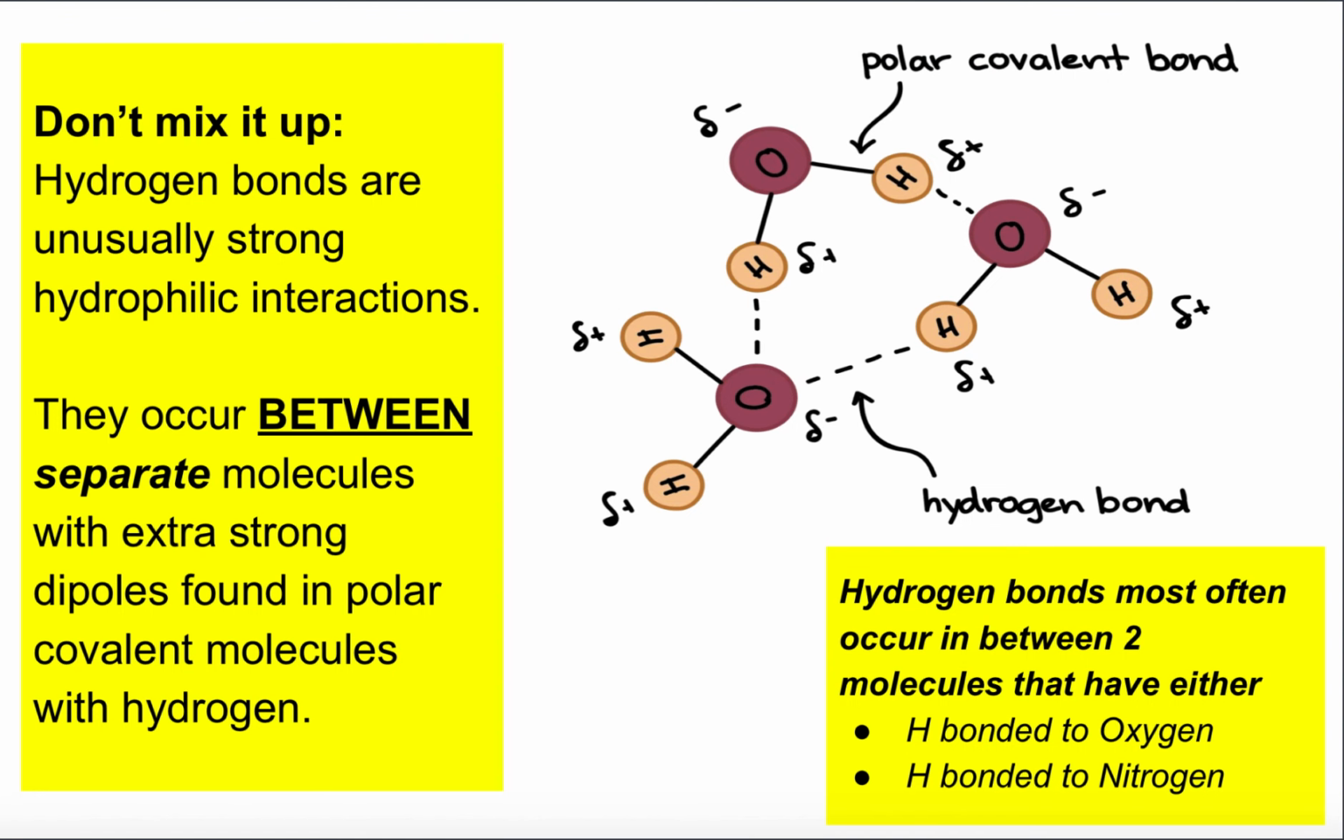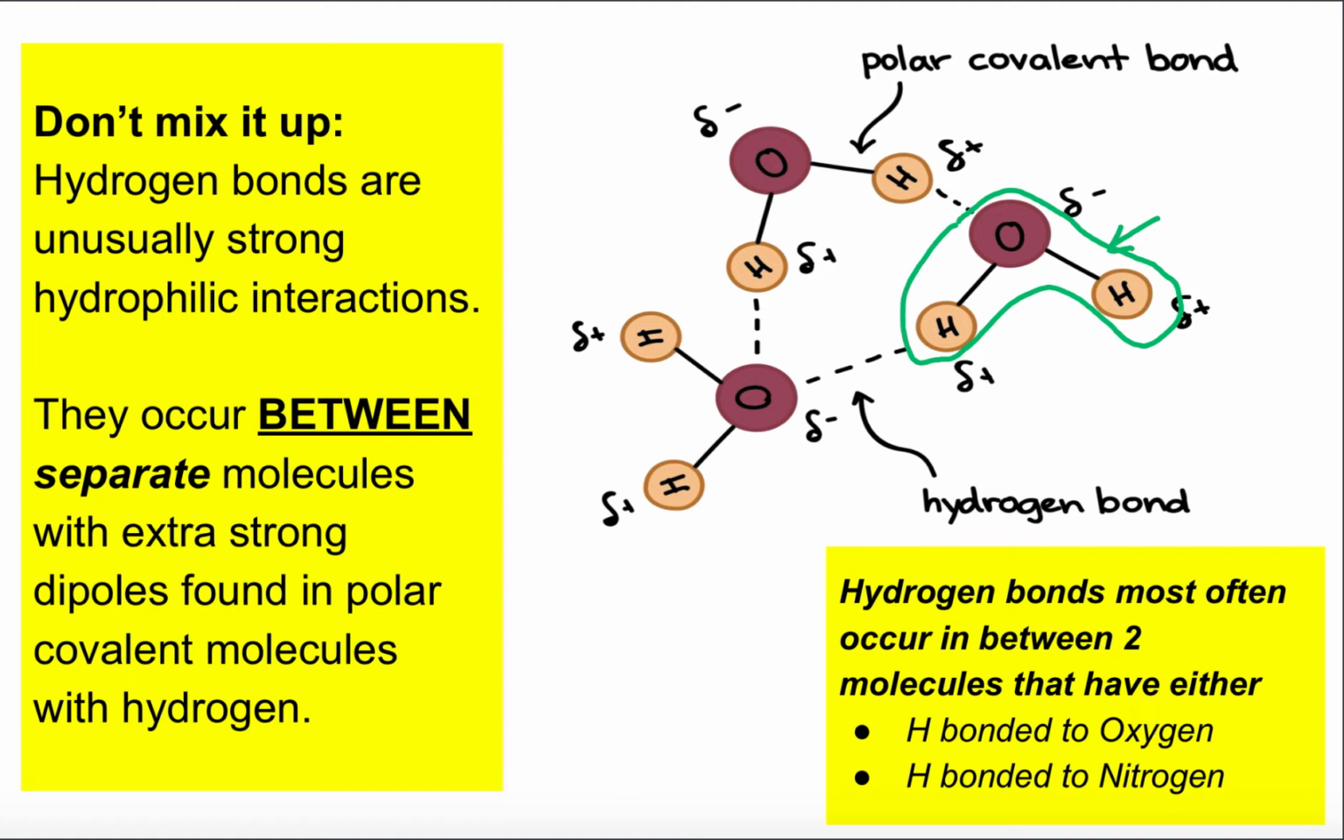The big one, though, is hydrogen bonds. Don't mix it up. So a hydrogen bond is not the same thing as a polar covalent bond. So the polar covalent bond inside this water molecule is very strong and fairly permanent, at least compared to a hydrogen bond.